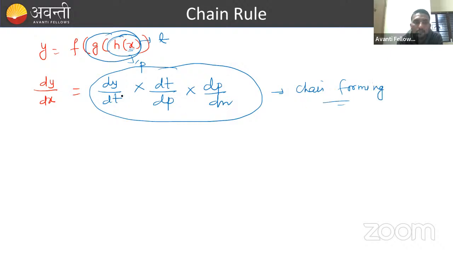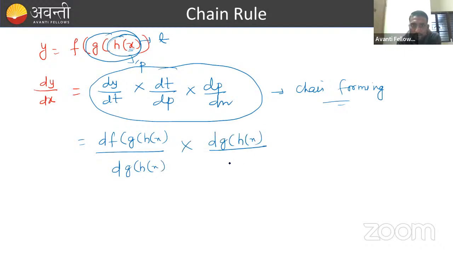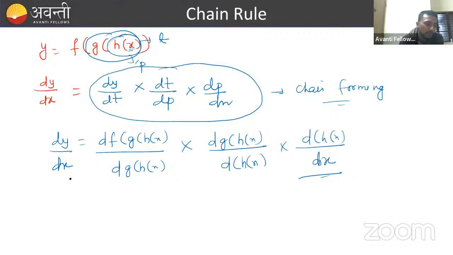If chain forming, dt cancels out, dp cancels out, and we get dy by dx. So now you can see it will be d of f of g of h of x divided by d of g of h of x, into d of g of h of x divided by d of h of x, and then d of h of x divided by d of x. So this is your chain rule. I will take one or two examples, then you can see.